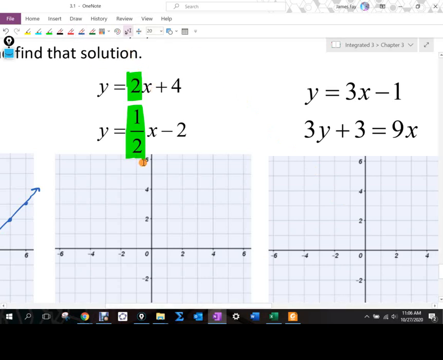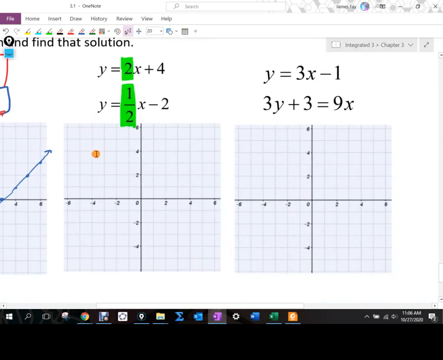So if they're not parallel, how many, and they're not the same line, right? To be the same line, they would have to have the same slope and the same y-intercept. So they're not the same line, and they're not parallel. So how many solutions will we have? We'll have one solution. So let's find it.